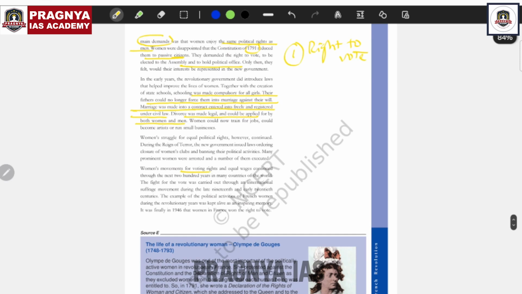Women's movements for voting rights and equal wages continued through the next 200 years in many countries of the world. The fight for the vote was carried out through an international suffrage movement during the late 19th and early 20th centuries. It was finally in 1946 that women in France won the right to vote.